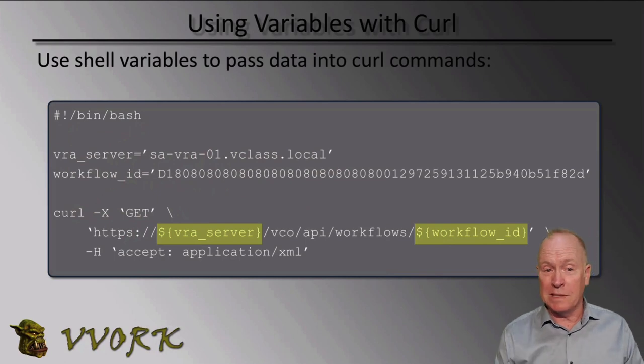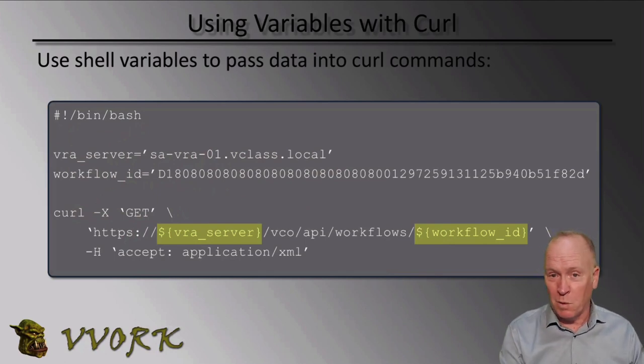Now, in this simple example here, we set the value of each variable once and the value never changed. But you might imagine a more sophisticated shell script that potentially changes that workflow ID, or maybe even changes the server name so that this curl command behaves differently under different circumstances. So as you can see, this is how you could use variables, specifically shell variables, in conjunction with curl.